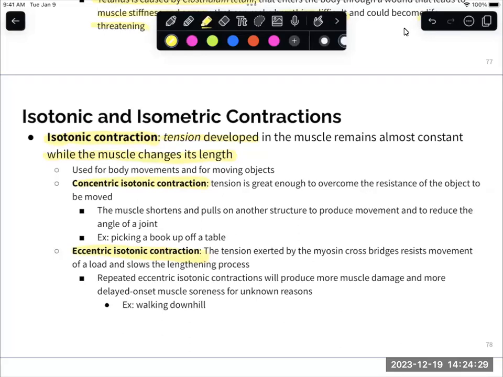Concentric creates enough resistance to move something, so that muscle is going to shorten, picking that book off the table. Eccentric is when you go to set something down. Your book uses the example of walking down a hill. Your muscles need to lengthen.